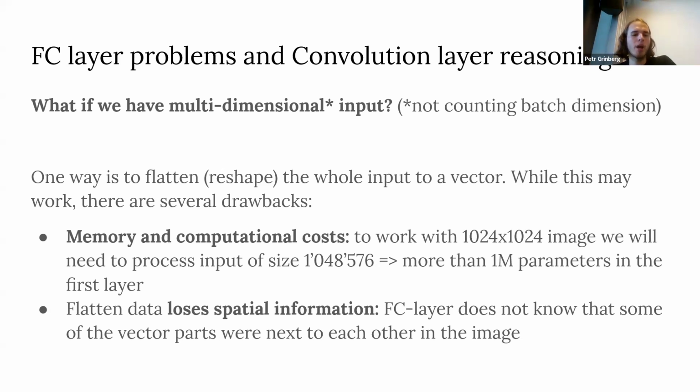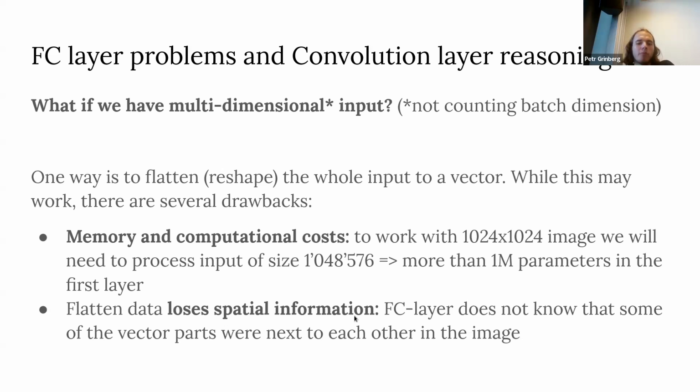The first one is memory and computational costs. Imagine you have an image in a high resolution, 1024 by 1024 pixels. If you reshape it, flatten it, you will get a vector of size more than 1 million. Yeah, so this is 2 to the power of 20, I guess. So your fully connected layer will need more than 1 million parameters just in the first layer to work with such a vector. And this is bad. It's not efficient at all.